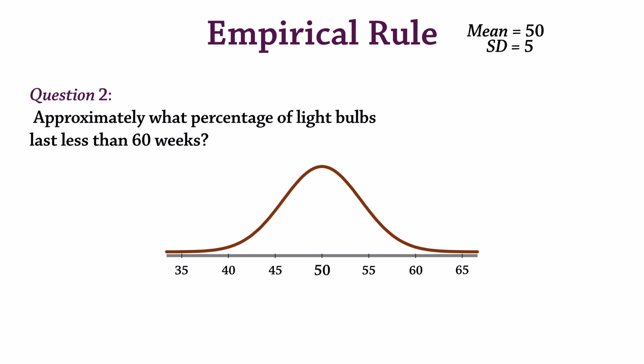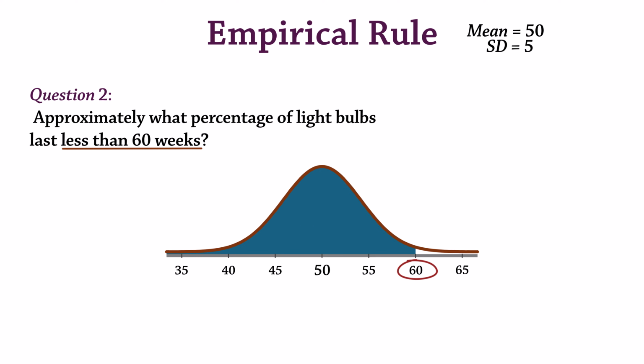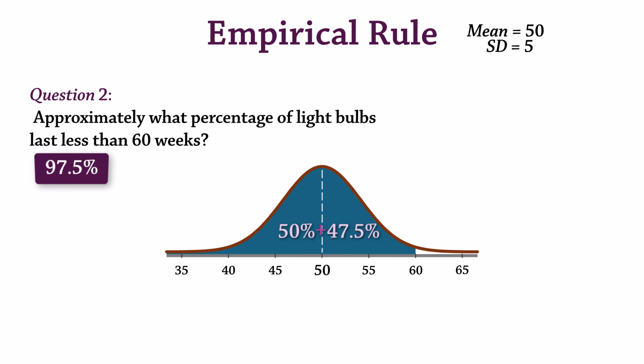Next, for question 2, let's find the percentage of bulbs that last less than 60 weeks. Since 50 is our mean, we automatically know that 50% of the bulbs fall below that mark. We also know from our last problem that the area from 50 up to 60 adds another 47.5%. Combining these two sections, we find that 97.5% of all light bulbs are expected to last less than 60 weeks.